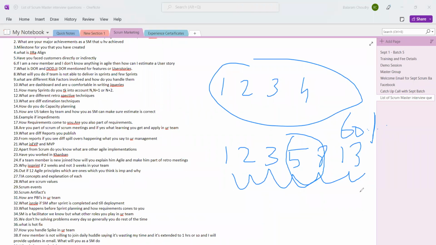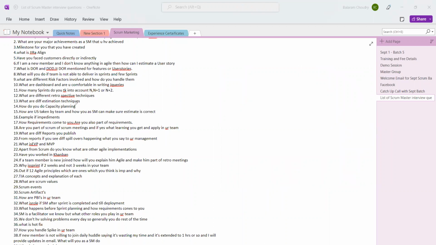Reason being, if a story is close to another story, the difference is consumed in relative estimation. Therefore, it is relative estimation. It is not accurate estimation. Now, how do you do this capacity planning? Remember this. This is very critical.